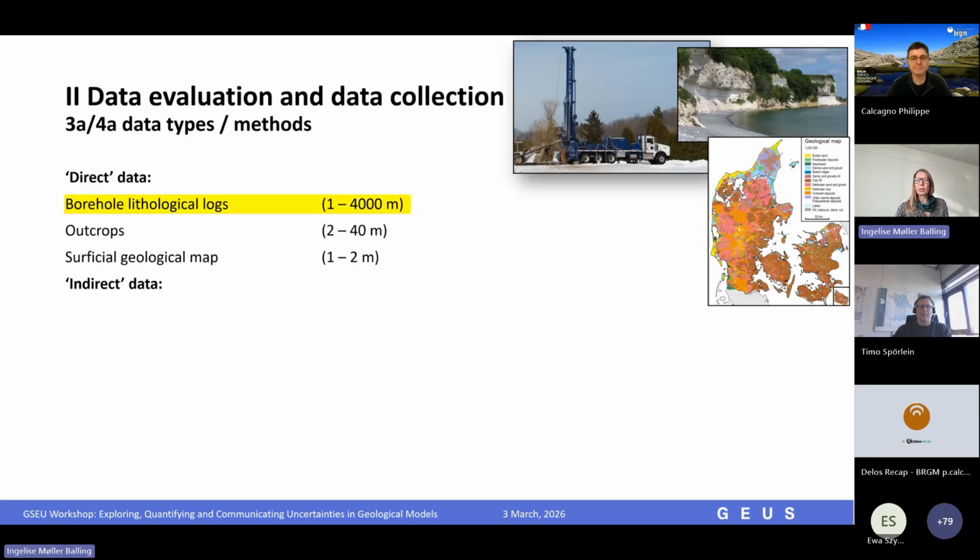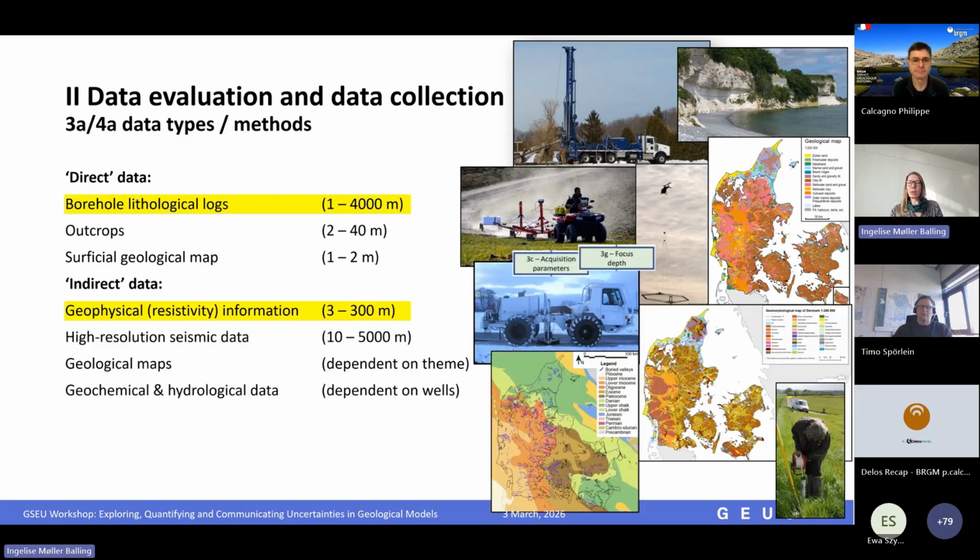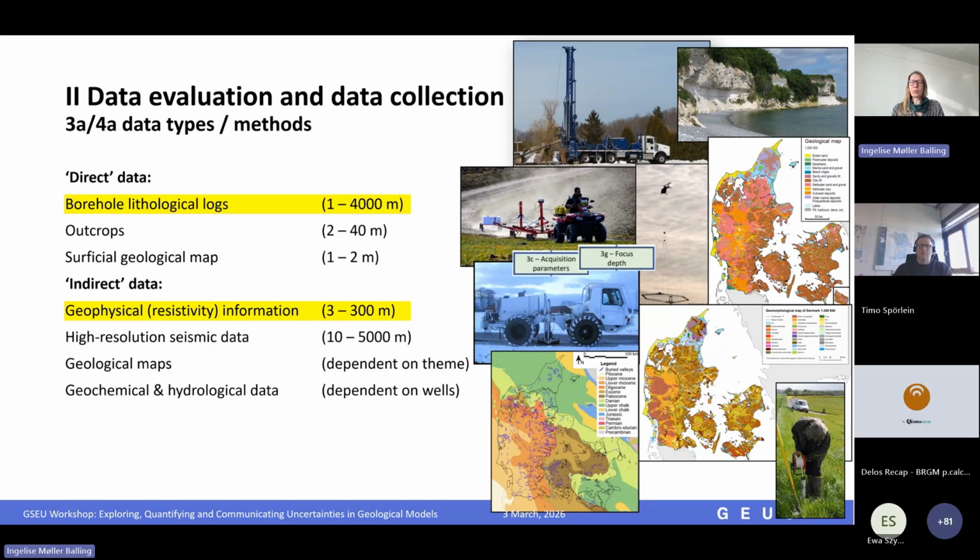Among what we call direct data, borehole lithological logs are the most common, and among the indirect data, the geophysical information from electromagnetic methods often covers the major part of the modeling areas when we set up models in Denmark. In the next slides, we present two of the most important data types, the sources of uncertainty and limitations, and it will be illustrated that it's important for these in the communication of the uncertainties.